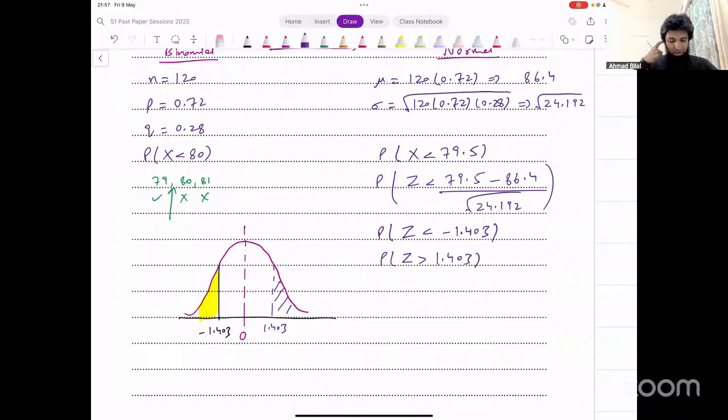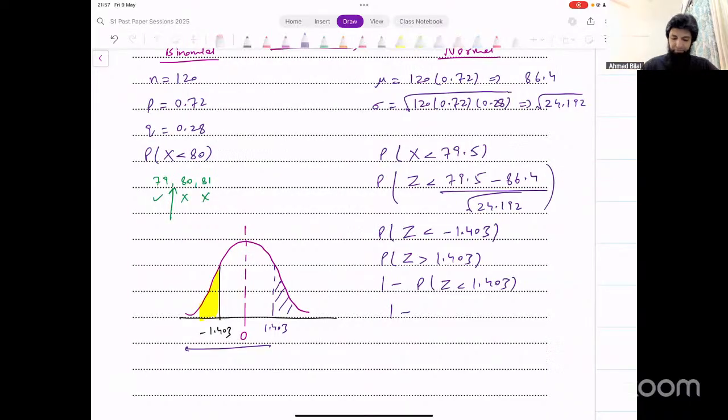This is also not the standard form. So we can say this is 1 minus the probability of Z being less than this value, Z less than 1.403. Now, this is the standard form. You can go to the table and find this value, 1.403.